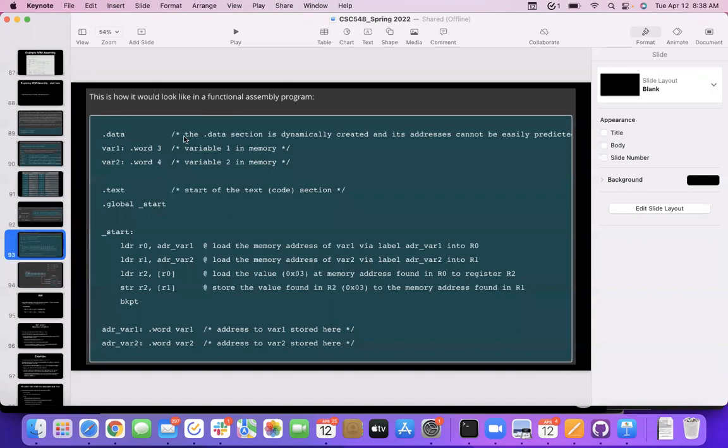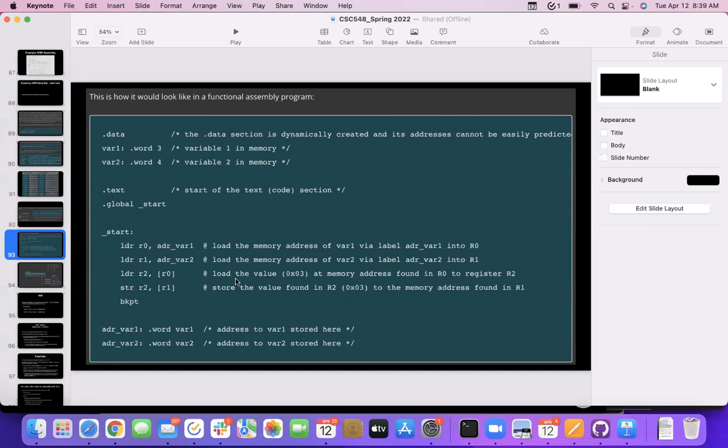So here's some functional assembly language using ARM. This is similar to our little hello world thing. We have a data section, just like we would have in Intel assembly. So we have a couple of variables, var1, var2, and these guys are going to hold the number 3, hold the number 4 in this case. We get to our start function. This is kind of like main in our C program.